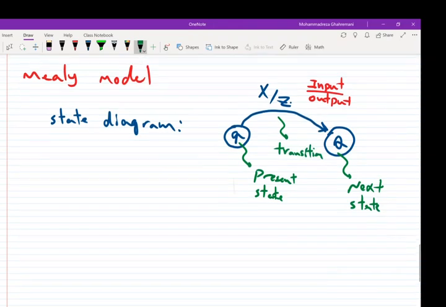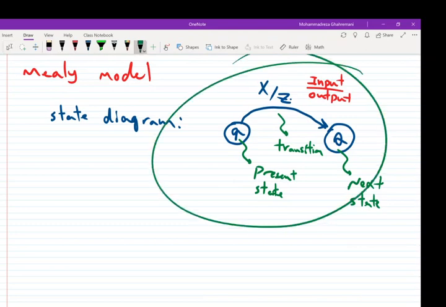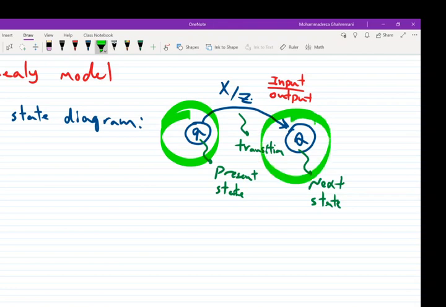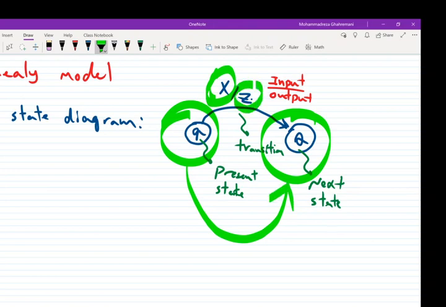So how to read this diagram? If I want to read this diagram, I will say the system has a transition from lowercase q to uppercase Q by having input x. By applying input x, there will be a transition from lowercase q to uppercase Q, and the output of the system will be z.